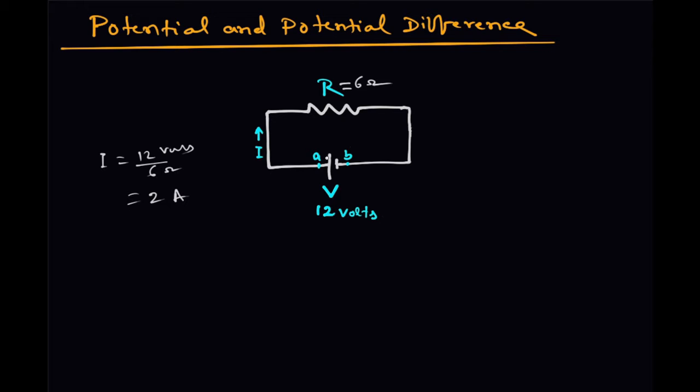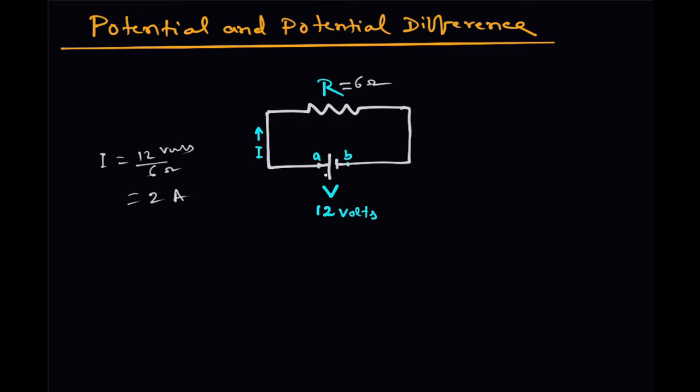Now suppose I ask, what is the potential of this point A? This is the positive terminal of the battery. The cells are connected in series, and we are getting 12 volts. This is the positive terminal of the battery, and this is the negative terminal of the battery. So if I ask what is the potential of this terminal A, the positive terminal, you might think that you may say that the potential of this is 12 volts.